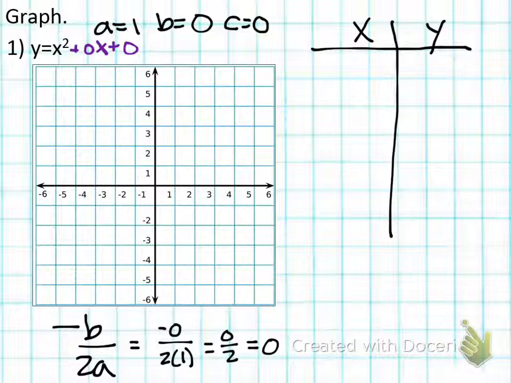Again, in my table, I'm going to use this as my middle point, because this is the x value of the vertex. So that's going to go in the middle. Then I'm going to go up 2 points and down 2 points. Okay, so the next x values will be 1 and 2. And then the x values above that are going to be negative 1 and negative 2.